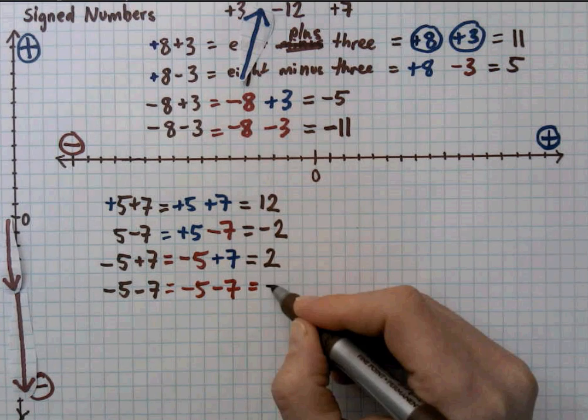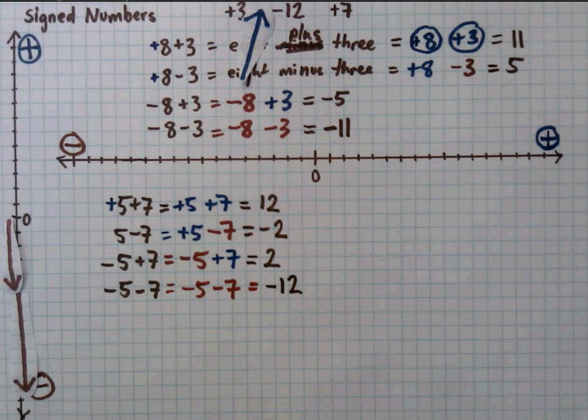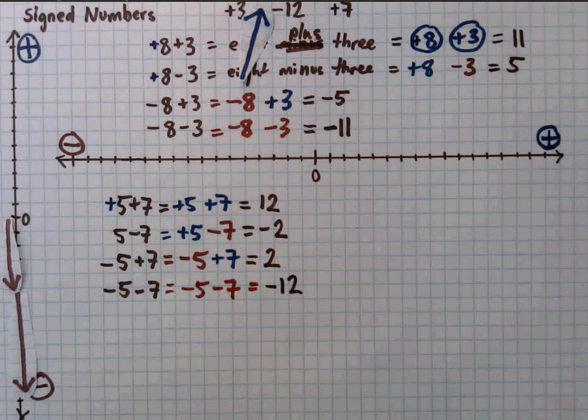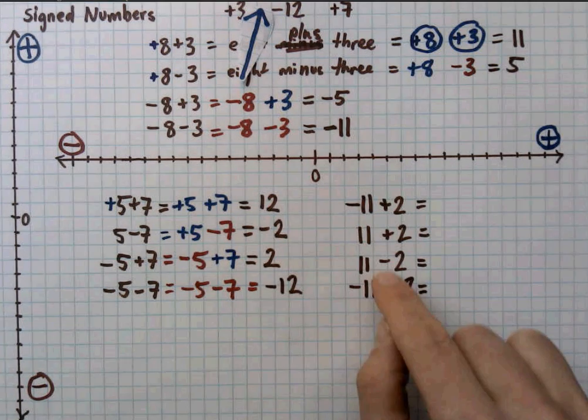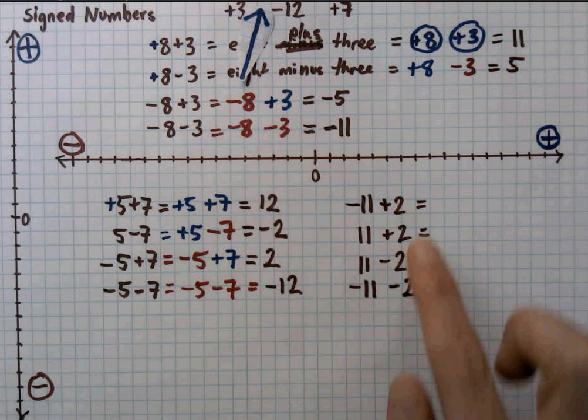All right, so time for one more practice set. So again, these are 4 problems, all possible combinations of positive and negative 11 and 2. Take a moment to come up with your answers and then compare them against the video.